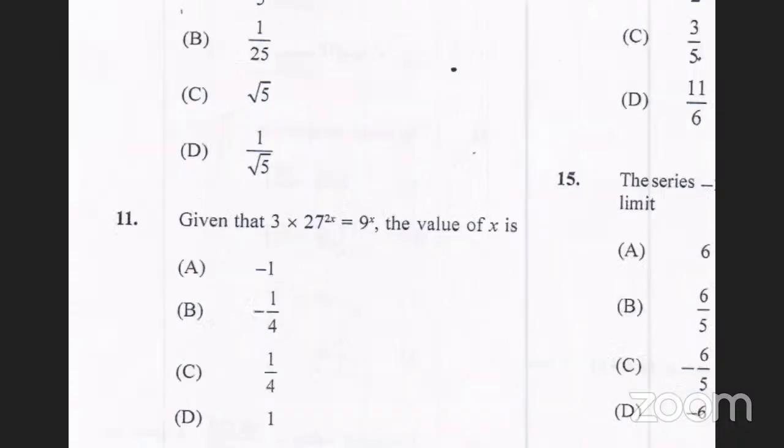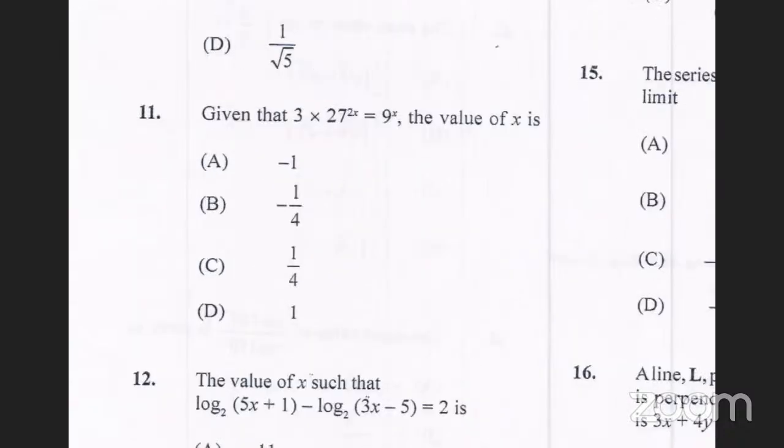Okay, nice. Next one, 11. They give you this thing here and they want you to solve for x. You know the usual thing, convert everything to the base 3, and then compare coefficients. So that'll be 3 to the 6x, that is a plus because they're multiplying. So that's 3 to the 6x plus 1 is 3 to the 2x.